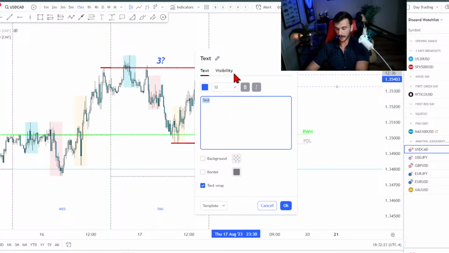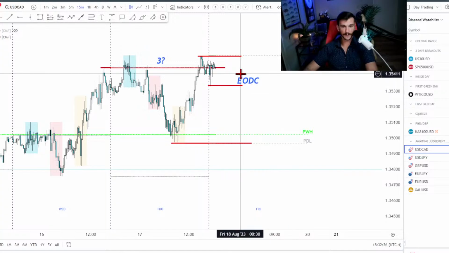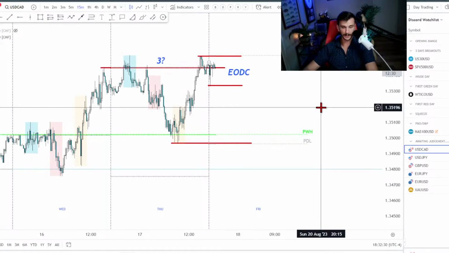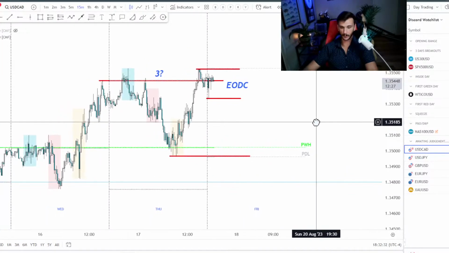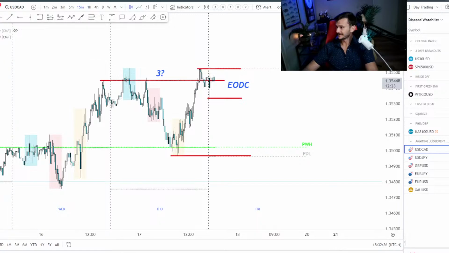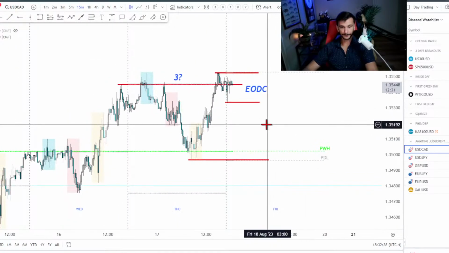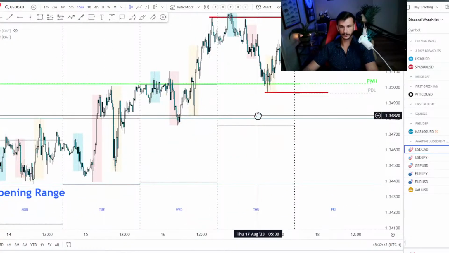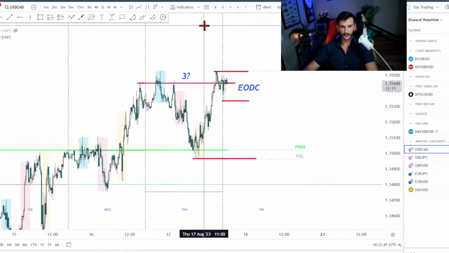If it just goes sideways, I saw this question. If it just goes sideways in the end of day consolidation, that means that I don't know if there's news tomorrow or what, but they could be containing price there for a little while. Good stuff. All right. I don't really see anything else on this. 3 pushed out of the opening range. Push 1, push 2, push 3. We do have 3 days of breakouts.